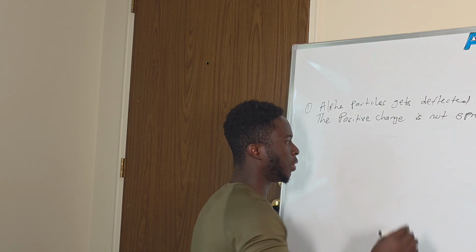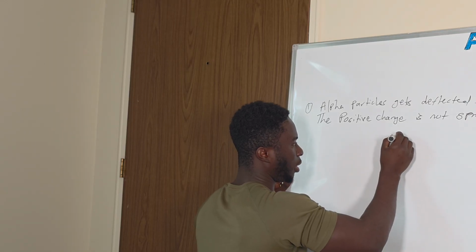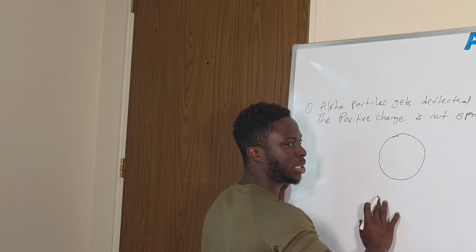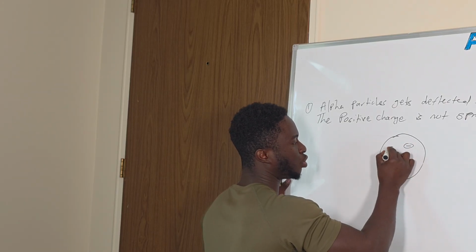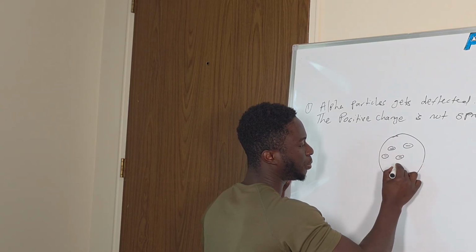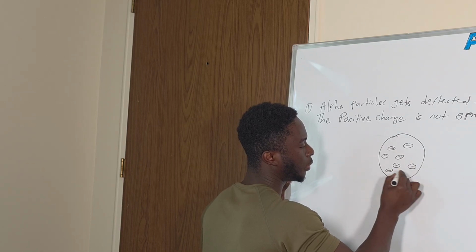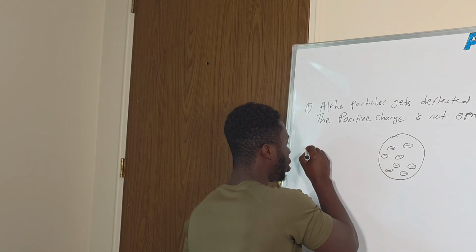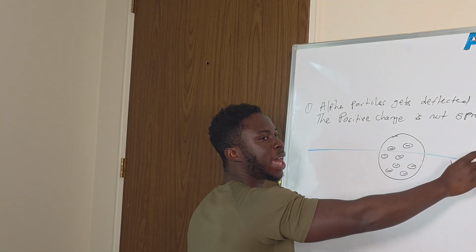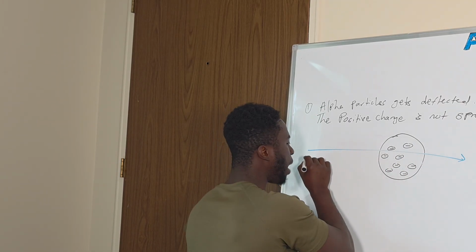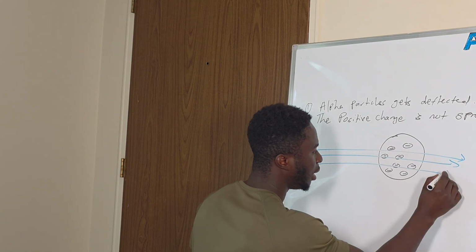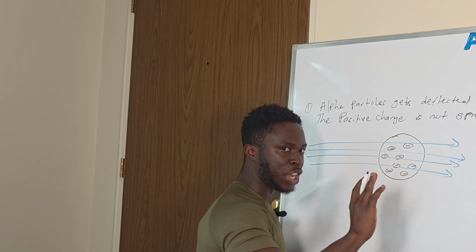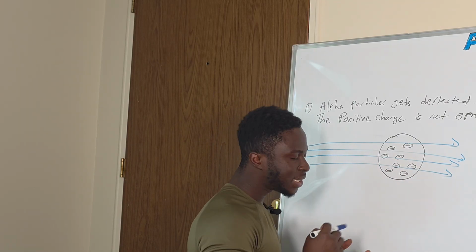Because let's take this for instance. If this is my atom, and you are telling me that the whole of this atom is positive charge, but then I have some electrons embedded into this charge, right? Then anytime I shoot an alpha particle through here, it should go straight out and come out the other end. Anytime I shoot through it, this is how it should be. There shouldn't be a deflection, right? But this is the case.